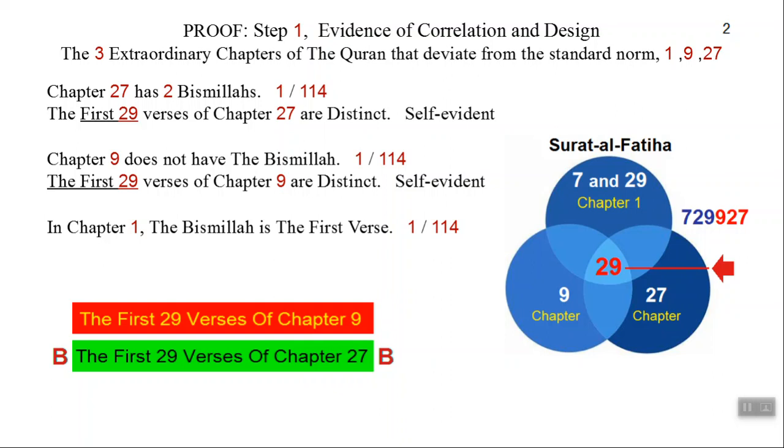In chapter 1, the Bismillah is the first verse. This is in contrast to the standard norm of the Quran for the beginning Bismillahs, and chapter 1 is the only chapter with this property. Chapter 1 is composed of the first 29 words of the Quran.